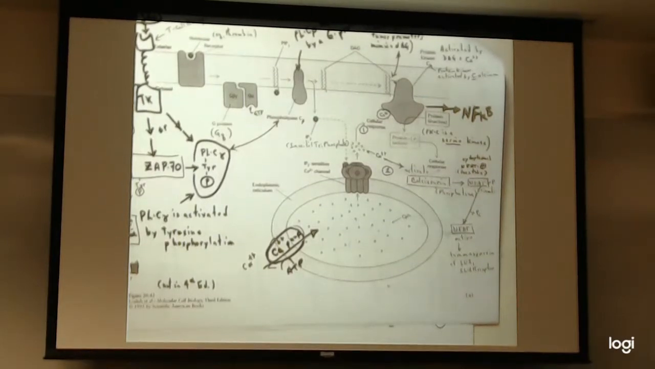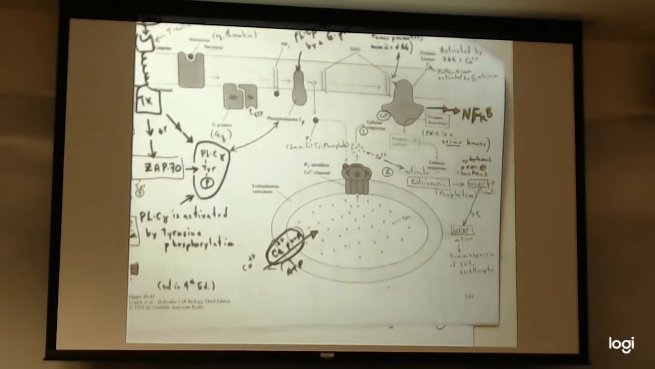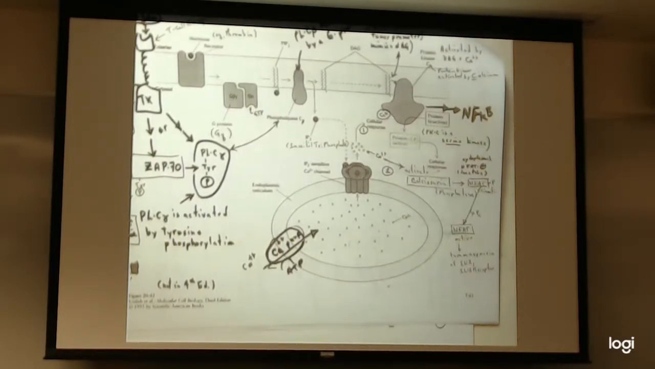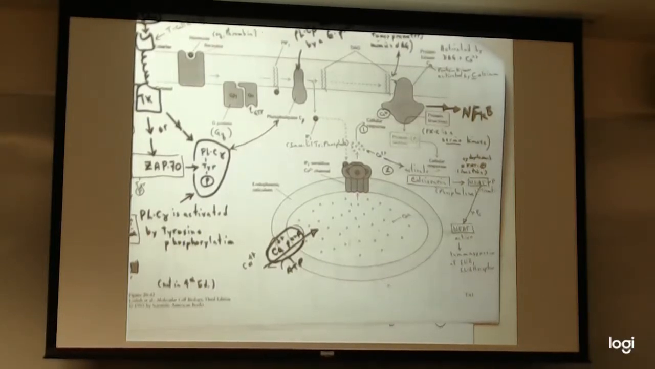Anybody remember which interleukin is sometimes called B cell growth factor? IL-4. 2, 4, 6, 8. 2 is T cells, 4 is B cells.